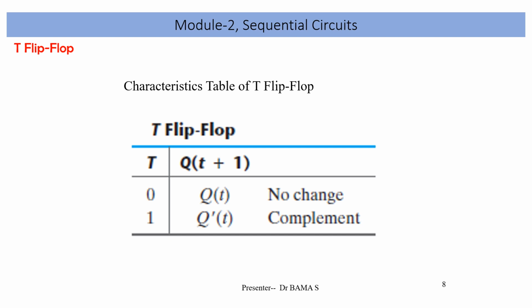The characteristic table of the T flip-flop. When T is equal to 0, Q(t+1) is equal to Q(t), that is, no change. Whatever the previous output was, that continues. When T is equal to 1, whatever the previous output was is complemented. This is the operation of the T flip-flop. In the T flip-flop, the T stands for toggle.